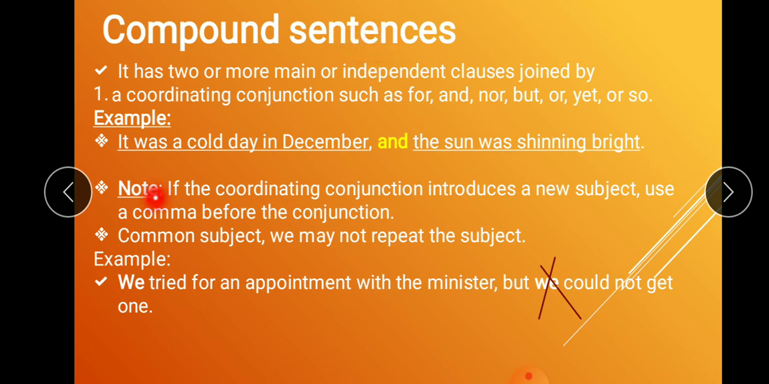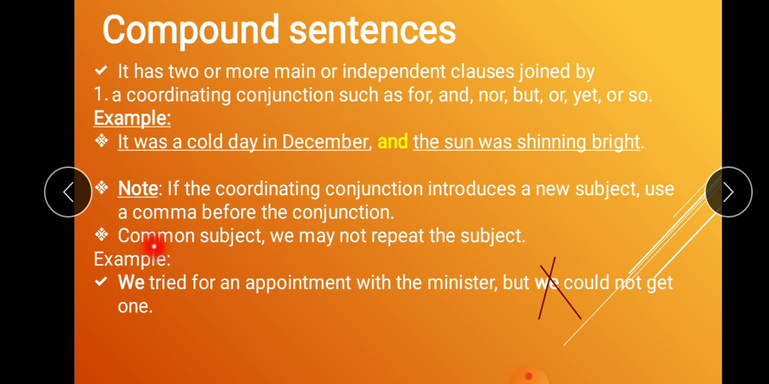What we have to note in this: if the coordinating conjunction introduces a new subject, use a comma before the conjunction. We'll understand with this example. Here, this is the one clause, it was a cold day in December, and this is another clause, the sun was shining bright. After the conjunction and, there is a new subject, the sun. So, we will put a comma before the conjunction and.